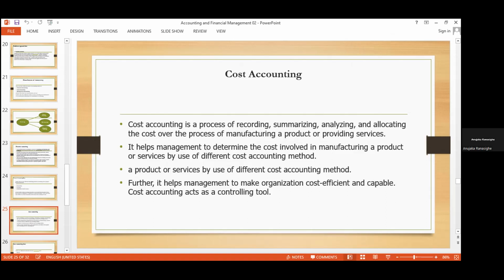Managers can take decisions on how to decrease this cost, how to introduce another product, and what managers need for this product. All the decisions for products and services are made through cost accounting.